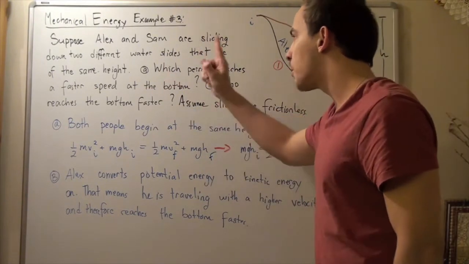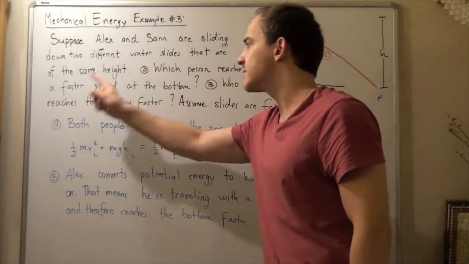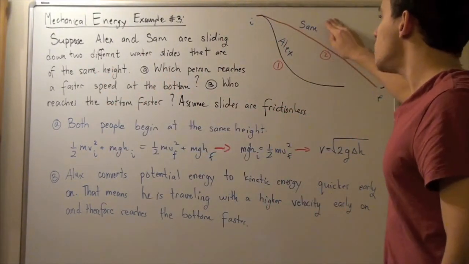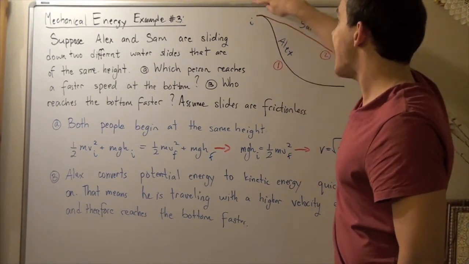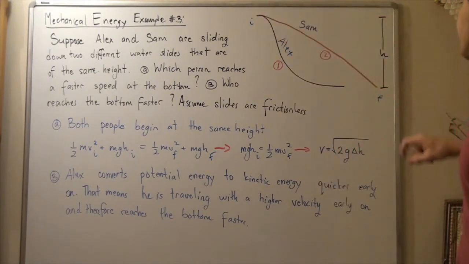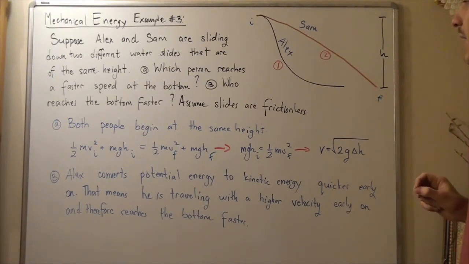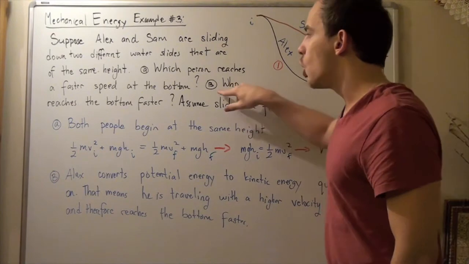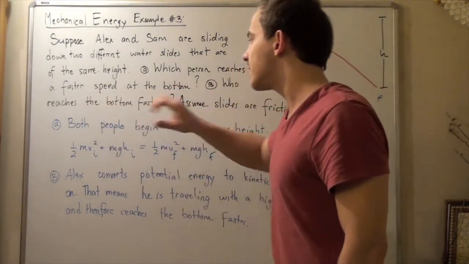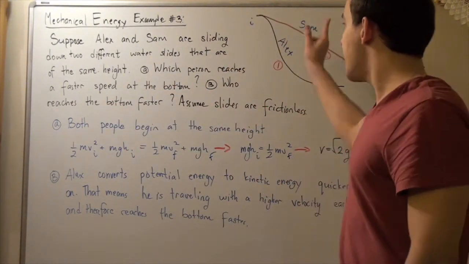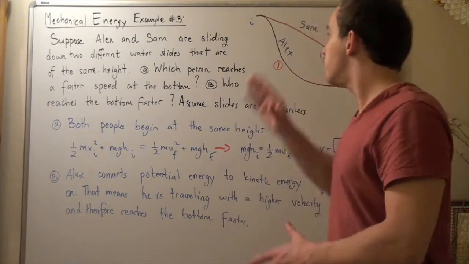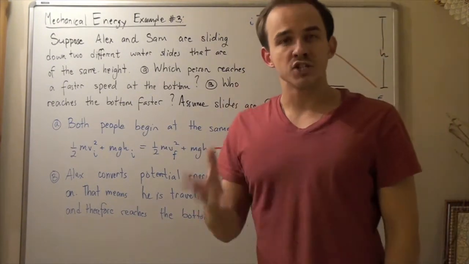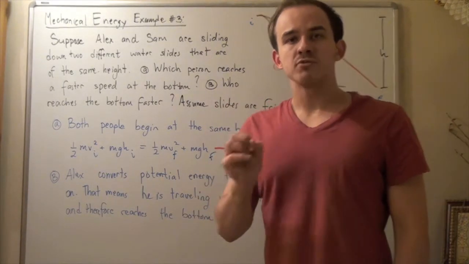A, which person reaches a faster speed at the bottom. So both Sam and Alex begin at the initial point up here, a distance h from the bottom, and end at the final point down here, a distance 0 at the bottom. Now we want to find who reaches the bottom faster as well, Sam or Alex. Now we begin by making the assumption that both slides are completely frictionless and there's no air resistance.